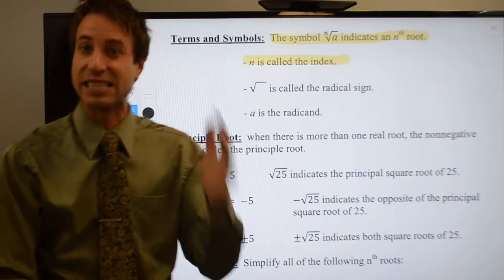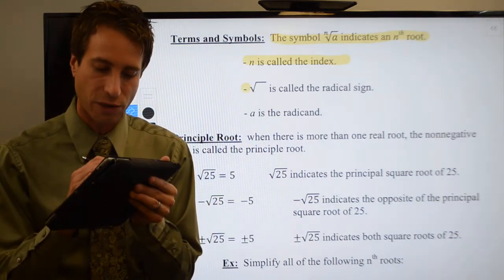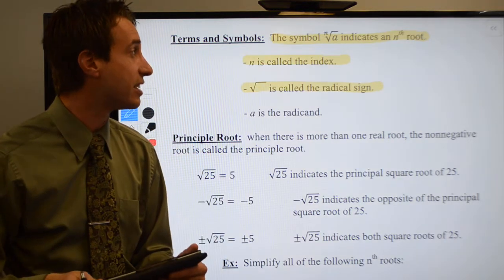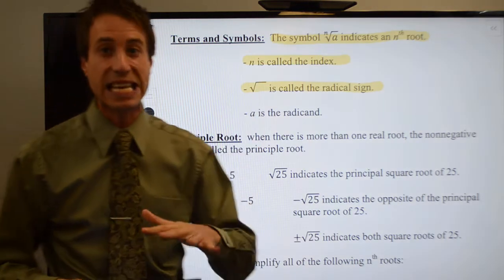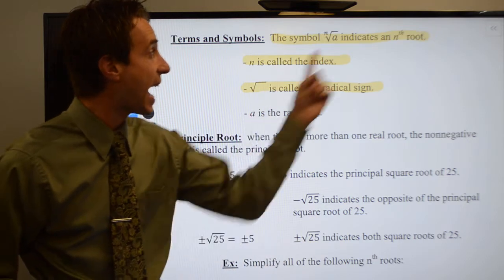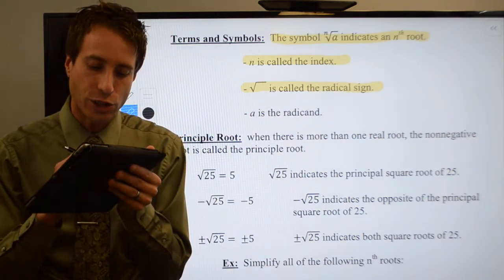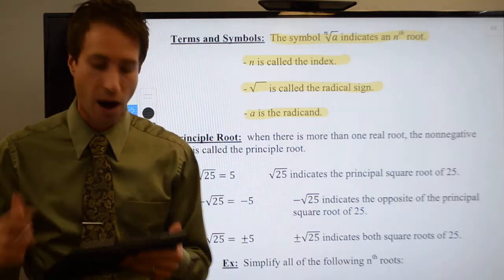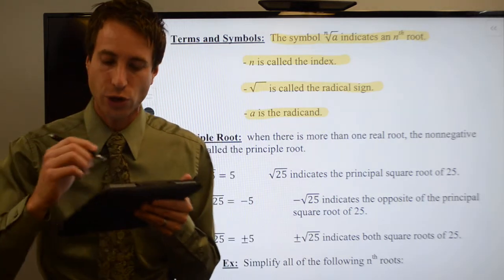Of course, then there is the radical symbol, which you guys are very familiar with. And the last thing I really want to point out is this. What's underneath the radical symbol, right? The A underneath the radical symbol is what's known as the radicand. It's what you're taking the root of. And this is actually really important. Let me show you a couple of things here.